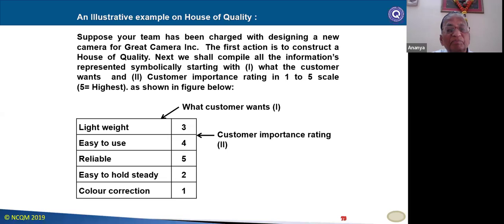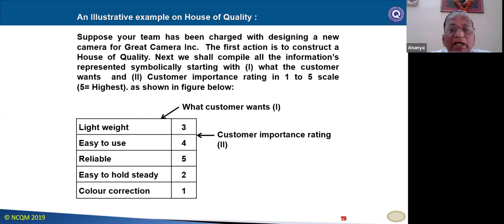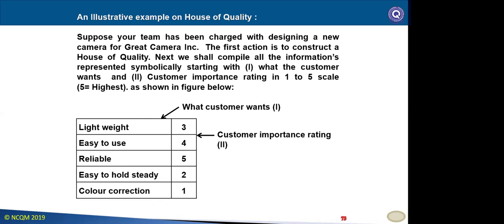Here we are talking about what the customer wants. There's a camera example, no? Somebody wants a camera, is it not something like that? Yeah, designing a new camera. Correct. So the example explains how the House of Quality is prepared for this particular task of designing a new camera. Okay. So they go to the customers and find out what their requirements are.